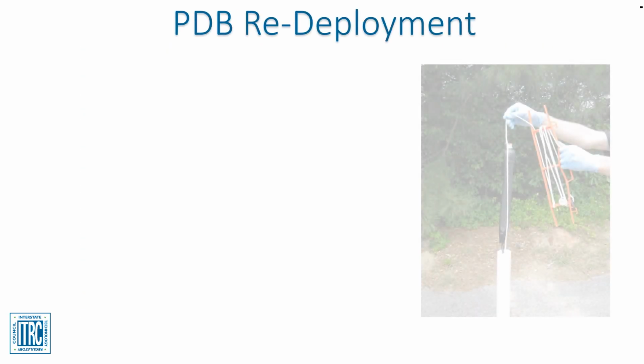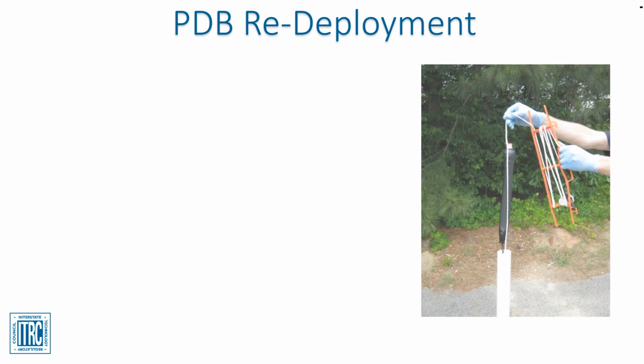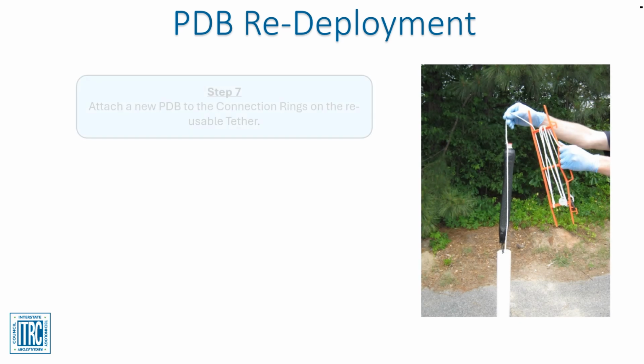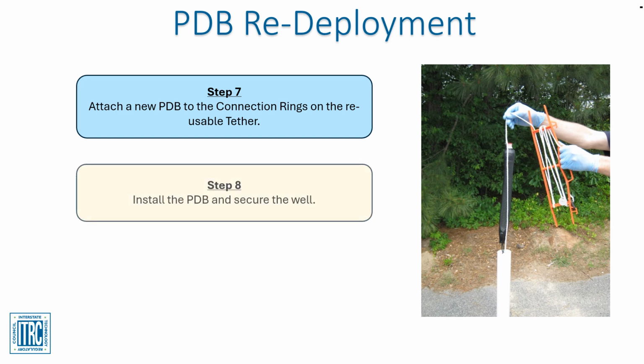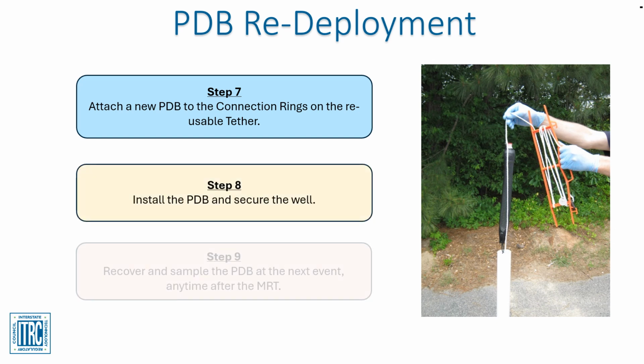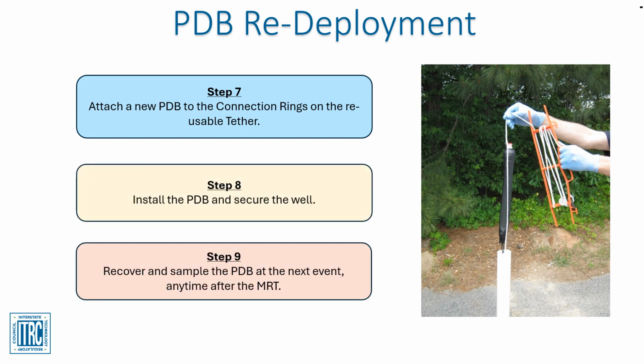After all the PDBs in a well are discharged, the suspension tether can be redeployed following the same procedure as the original installation. Fasten a new PDB to the connection rings on the tether using zip ties. Lower the tether and PDB into the well and secure the well. Return and retrieve the PDB at the next sampling event anytime after the 14-day minimum residence time.